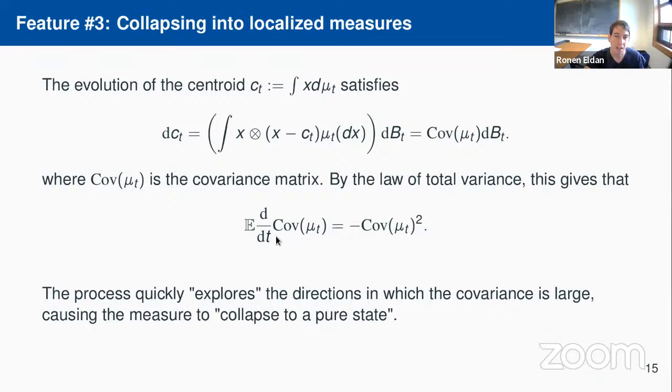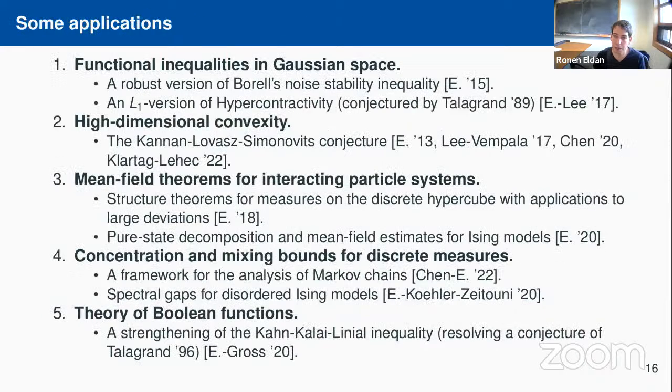type equation. It decreases at a rate that's proportional to the square of this matrix. So whenever I have a direction with large covariance, it's going to quickly collapse to something much smaller. And this is useful because in the case of Gibbs measure, for example, it causes my measure to collapse into a pure state.